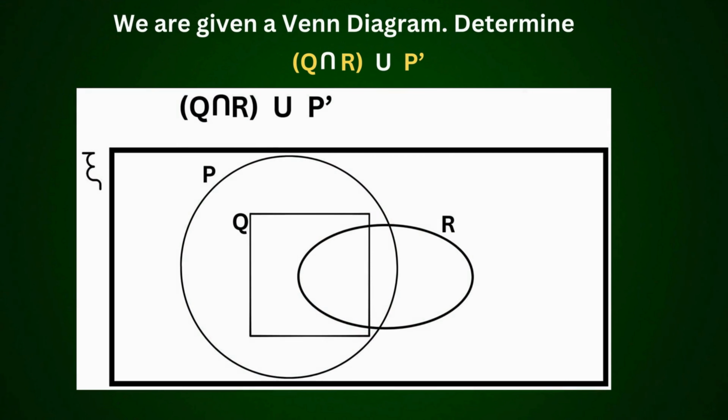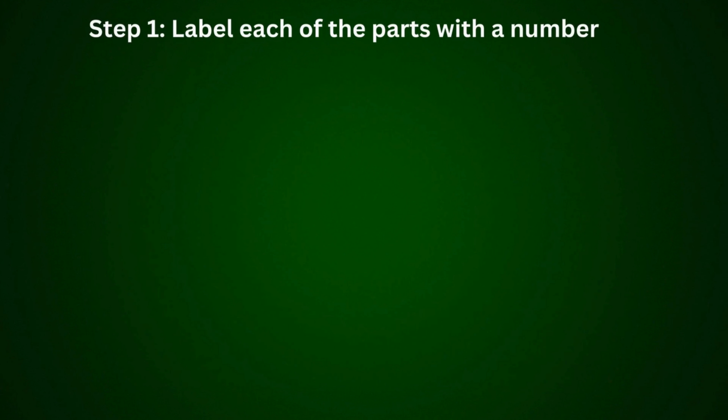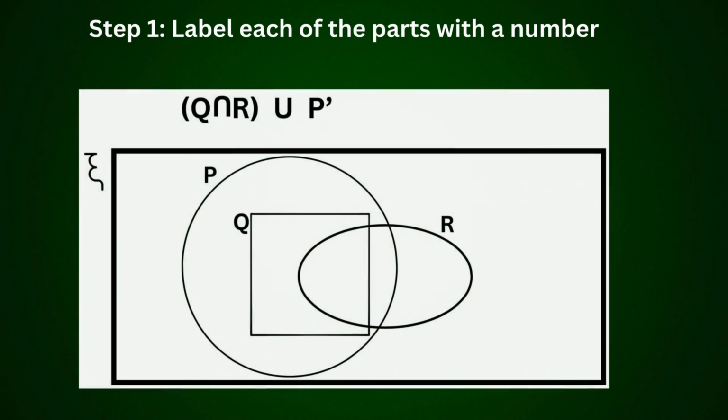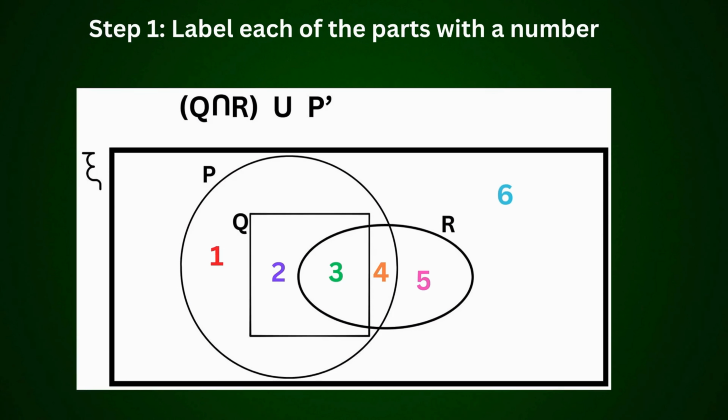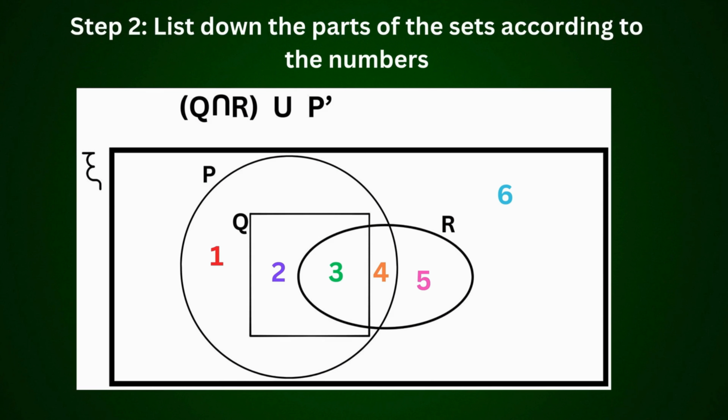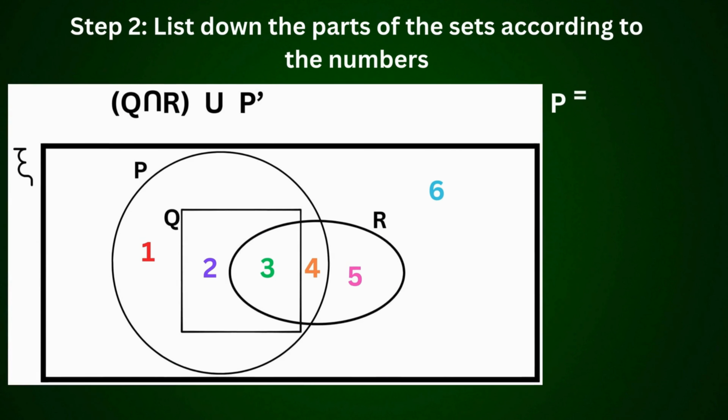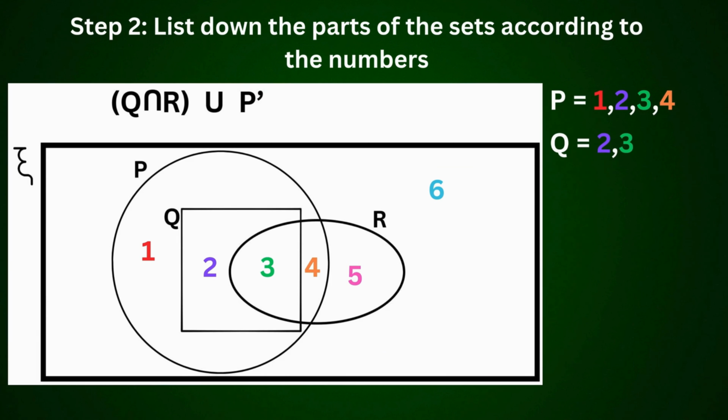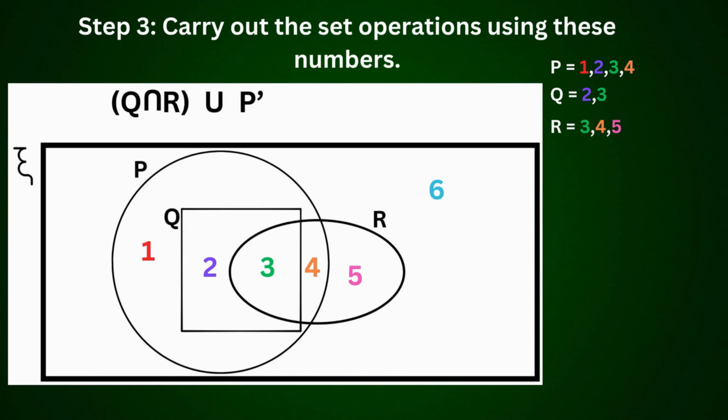We are given a Venn diagram. Determine Q intersecting R union P complement. Step 1. Label each of the parts with a number. Step 2. List down the parts of the sets according to the numbers. Step 3. Carry out the set operations using these numbers.